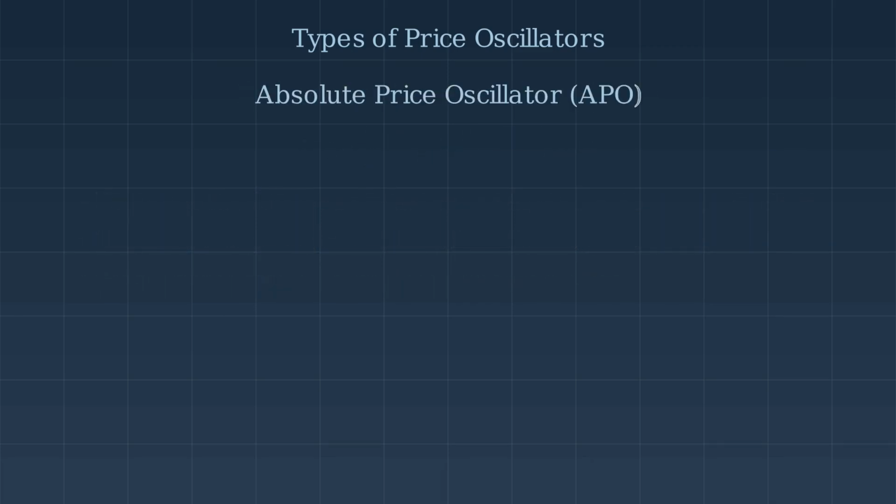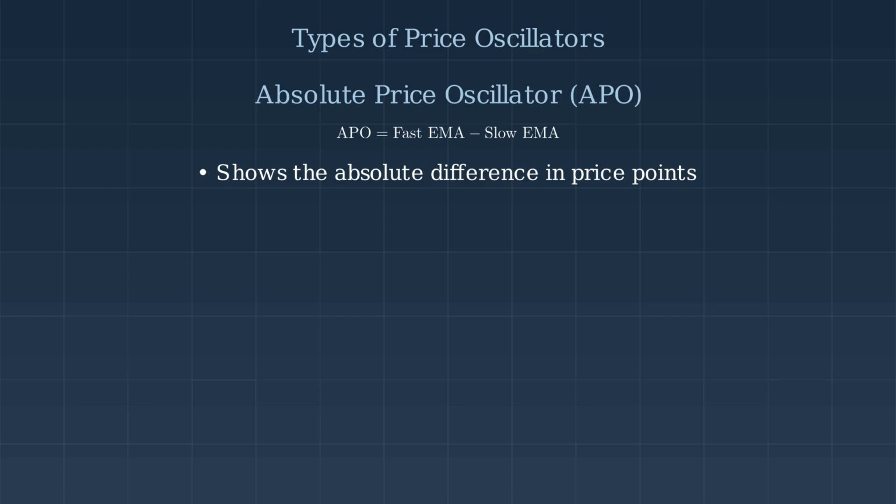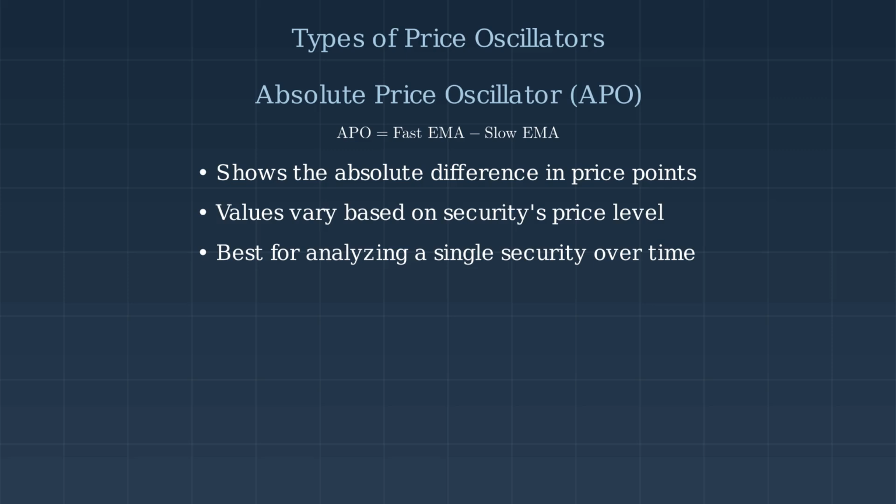The absolute price oscillator, or APO, shows the absolute difference in price points between two moving averages. The calculation is simply the fast EMA minus the slow EMA, with no further adjustment. Unlike the PPO, the APO values vary based on the security's price level, making it less suitable for comparing different securities. It's best used for analyzing a single security over time.